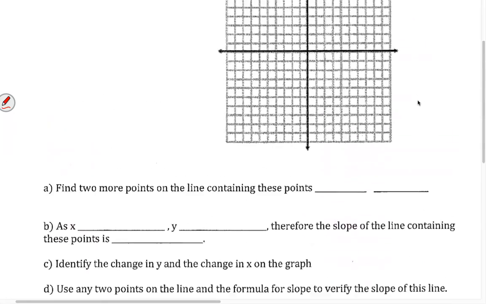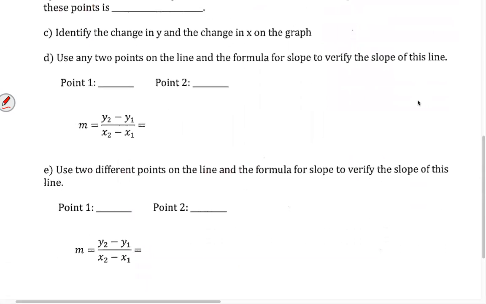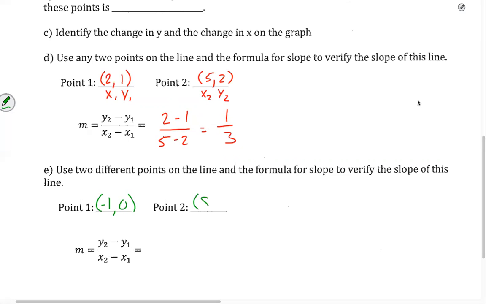So my points were 2, 1, and 5, 2. And the more you do this, the better you're going to get at it. So I label, write my formula, I substitute, so 2 minus 1 over 5 minus 2. 2 minus 1 is 1. Now I'm simplifying. 5 minus 2 is 3. Hey, look at that. Now let's use the 2 points that I found. Those 2 points were -1, 0, I believe. And the other one was 8, 3.